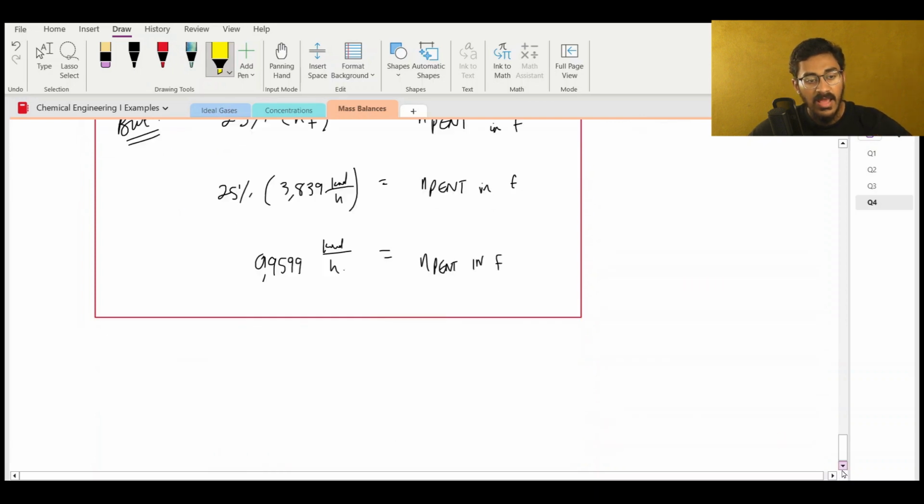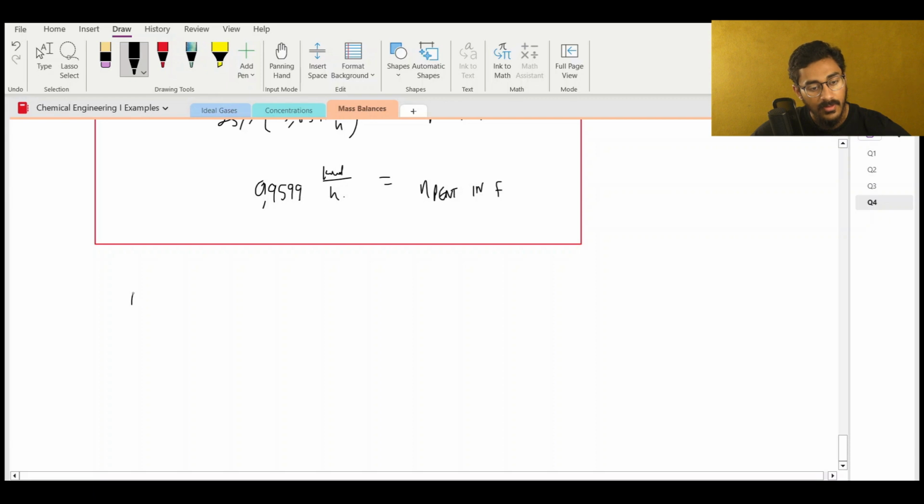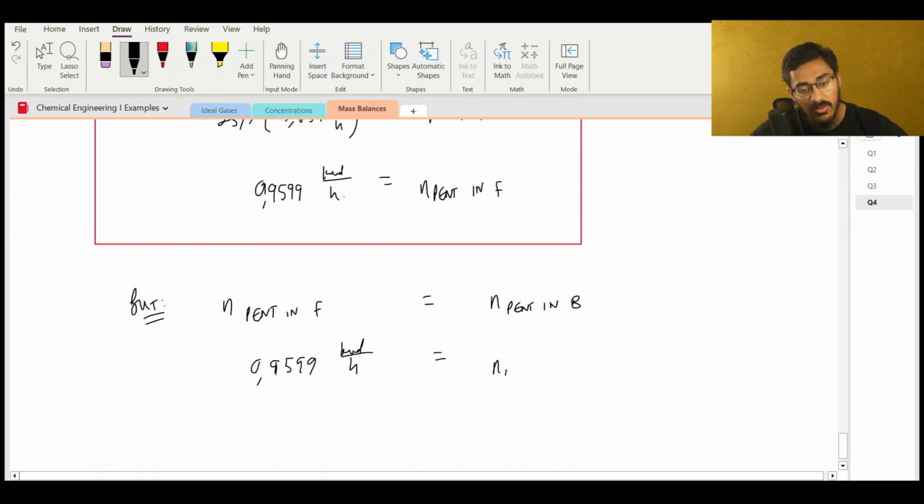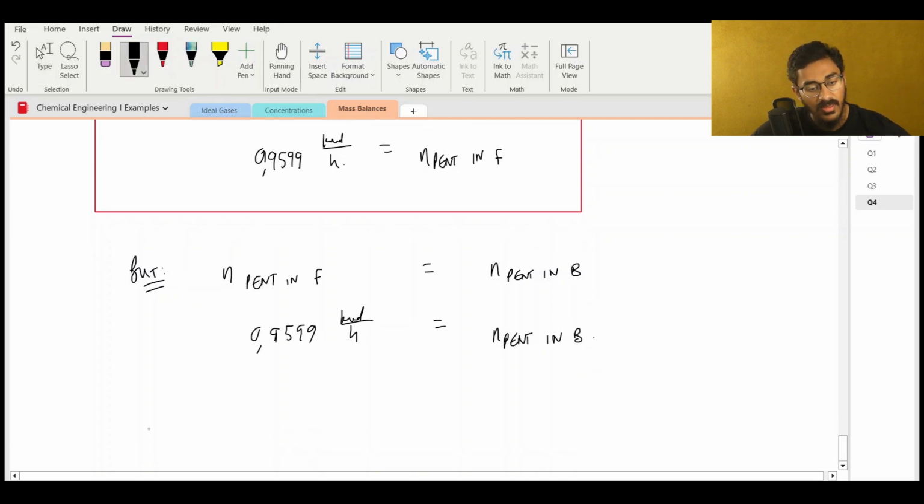Okay? And now I can say, the number of moles of pentane in the feed stream must equal the number of moles of pentane in the bottom stream. And that's a basic mass balance. And so therefore, 0.9599 kilomoles per hour is equal to the number of moles of pentane in the bottoms.